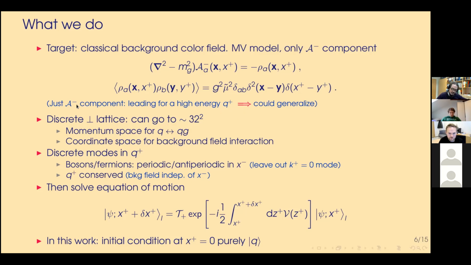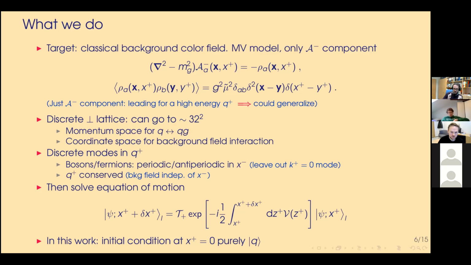Why is the minus component the leading one at high energy? If you have a probe, the coupling of a charge and a color field is a current J dot A, current times gauge field.